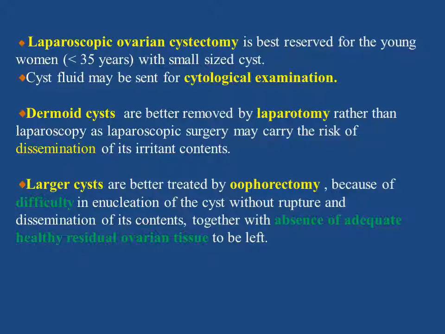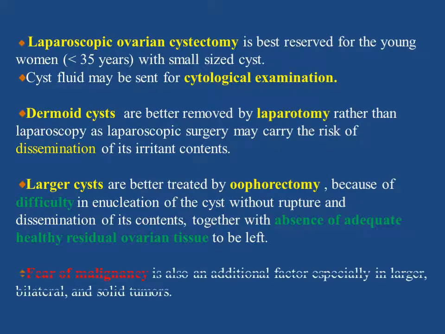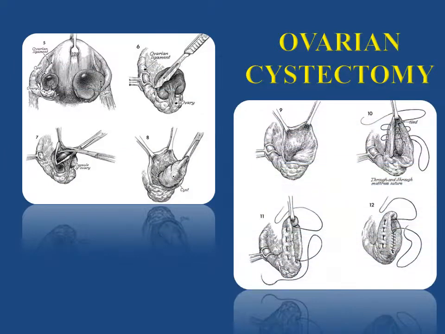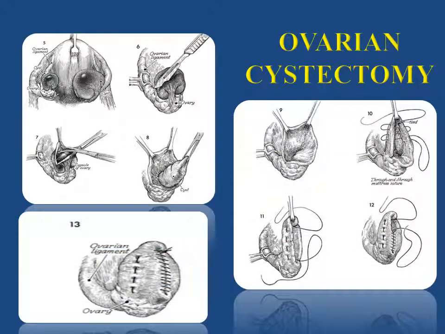Then if I remove a large cyst, there will not be adequate healthy residual ovarian tissue left. For fear of malignancy, this is an additional factor, especially if it is large, bilateral. This is ovarian cystectomy. Of course, I will do enucleation or shelling out of the cyst. Then I do suturing of the ovary with a mattress suture. Then I will preserve the ovary.